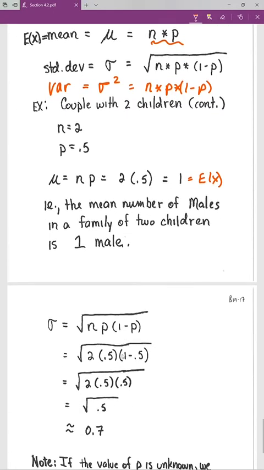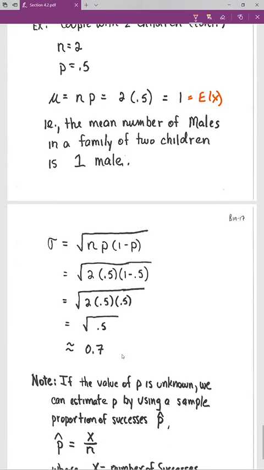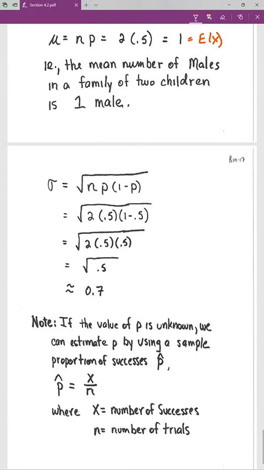To calculate our standard deviation, which sometimes we call the standard error, it is equal to the square root of n times p times 1 minus p. Plugging in what we know, our sample size is 2, p is 0.5, and 1 minus p would be 1 minus 0.5. Simplify, and we would get a standard deviation of approximately 0.7.